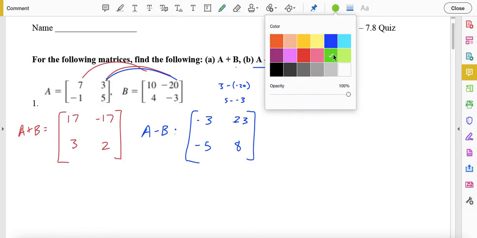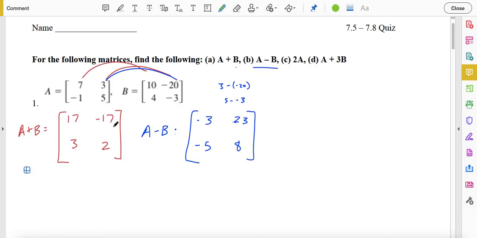Okay, go another color. All right, now we'll do 2a. 2a is simply taking matrix A and multiplying 2 into every part of it, every element. So 2 times 7 is 14. 2 times 3 is 6. 2 times negative 1 is negative 2. And 2 times 5 is 10. So that's 2a.